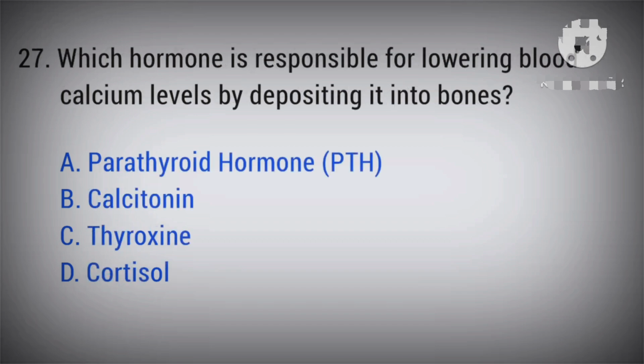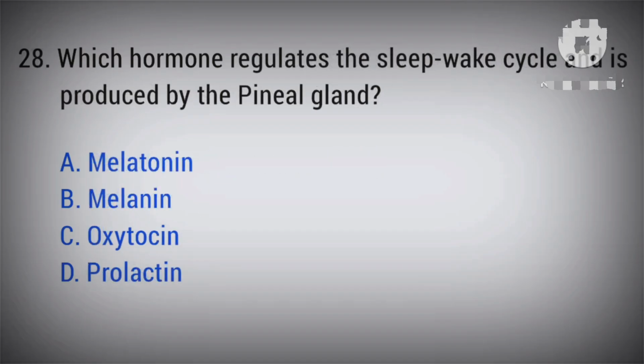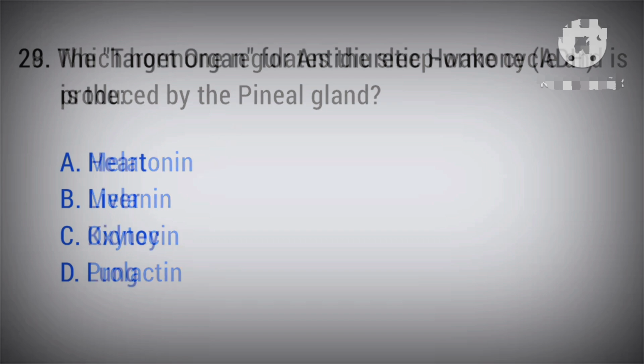Question 27. Which hormone is responsible for lowering blood calcium levels by depositing it into bones? The right answer is option B, calcitonin. Question 28. Which hormone regulates the sleep-wake cycle and is produced by the pineal gland? The right answer is option A, melatonin.